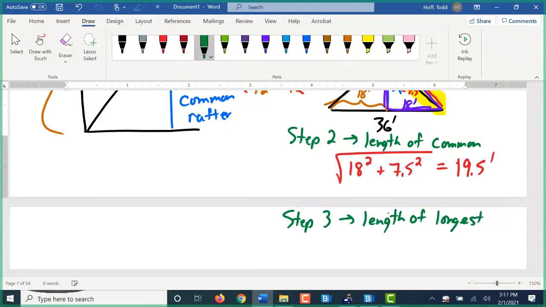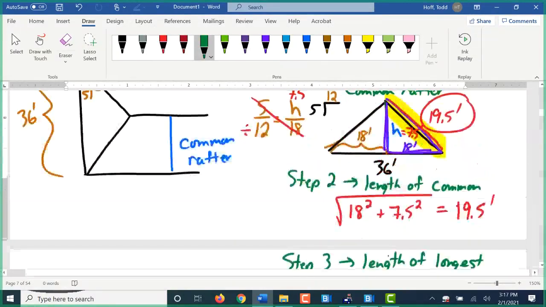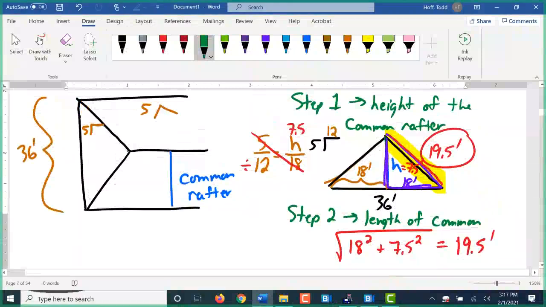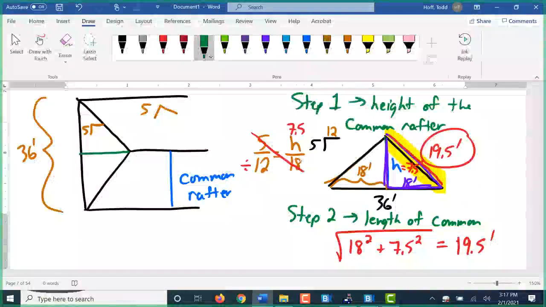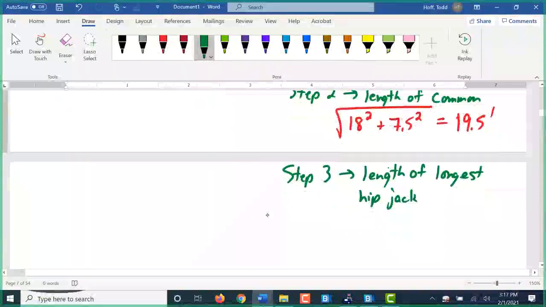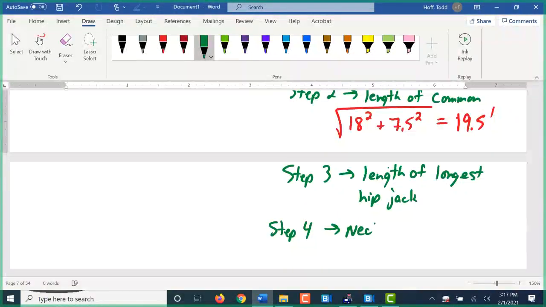Step 3 is to find the length of the longest hip jack. Real easy in a conventional setting. The length of the longest hip jack is this one in the corner here, the one down the middle. It is equal to the length of the common rafter, which was 19.5 feet. The length of that longest hip jack is 19.5 feet. Step 4 is to find the next longest hip jack.